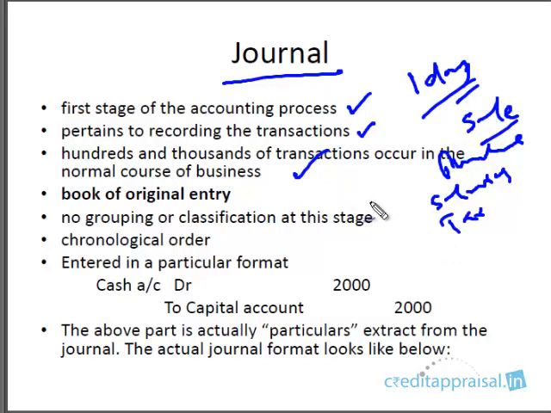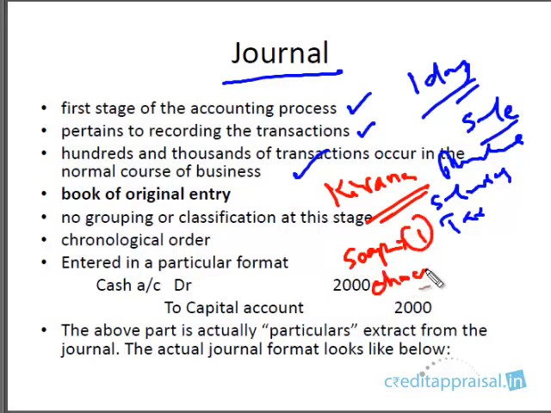Just take the simple example of your neighborhood kirana shop. Even he will be having some hundreds of transactions per day. See, when he sells a soap, it is one transaction, right? When he sells a small chocolate, it is a second transaction. So each sale is a transaction. In addition, he'll be purchasing from other suppliers. So each and every purchase is a transaction, right? Maybe at the end of the day, he'll deposit this cash in his bank account. Even that is a transaction. So each and every event that has a financial aspect to it is a transaction.